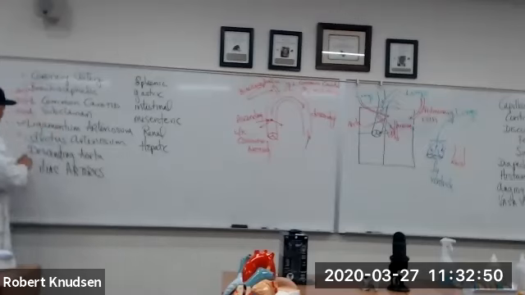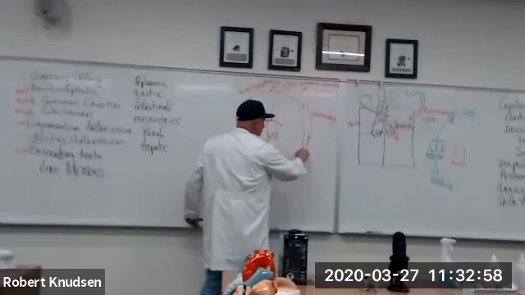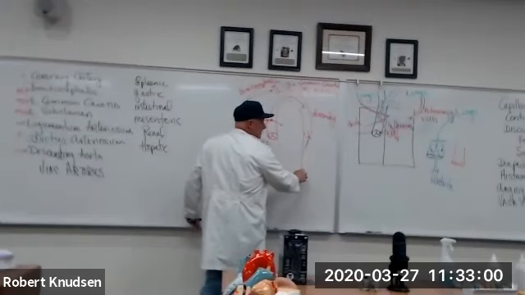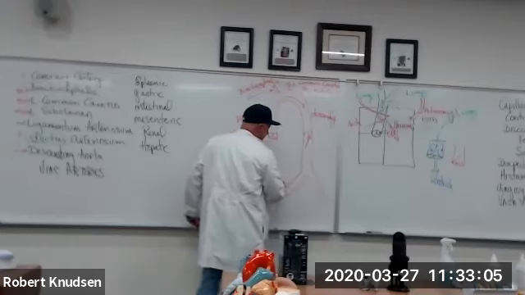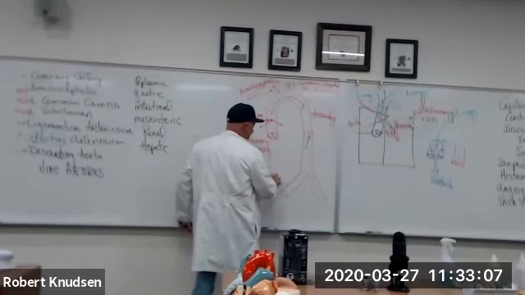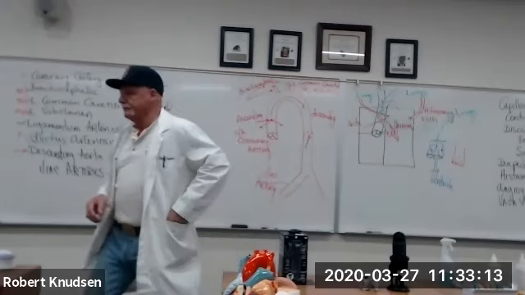Okay, so anyway, we went to the descending aorta. I showed you where that is. Now, the descending aorta comes all the way down into your pelvis, and then it terminates. There is no more descending aorta, and this is called the iliac artery. I'm going to show you what that looks like.